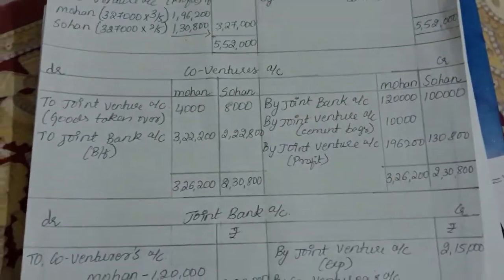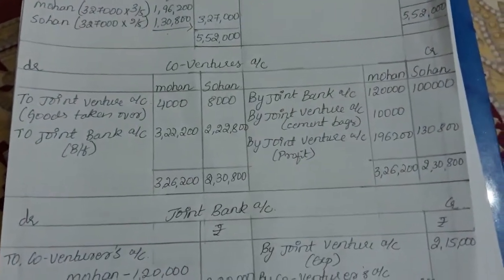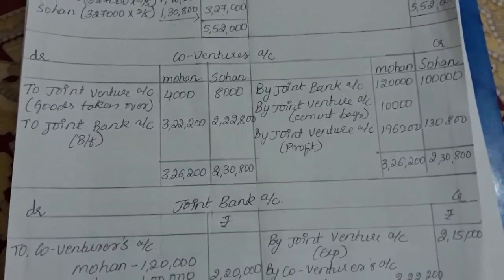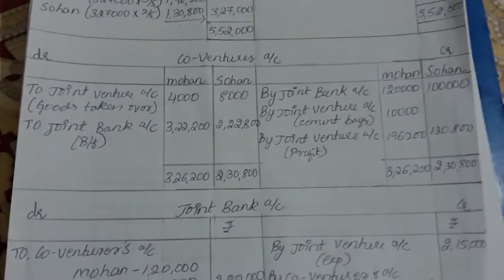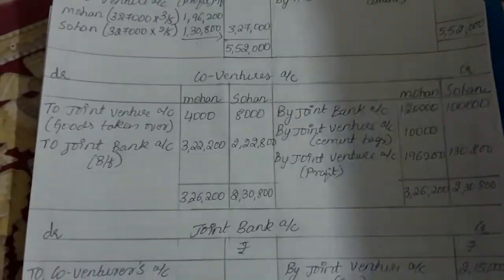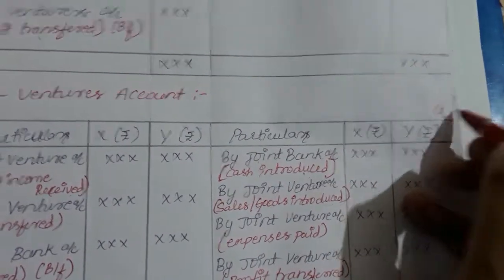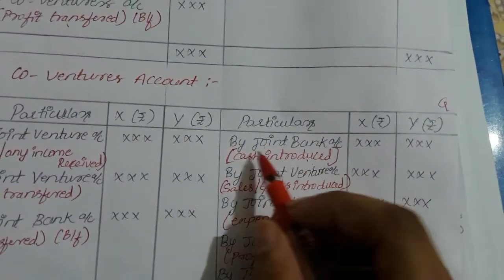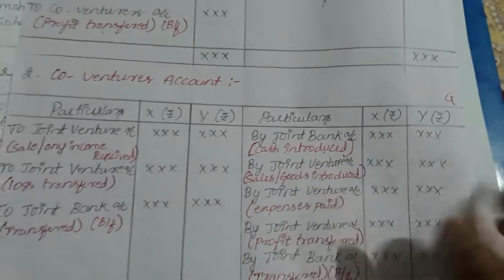So next coming, this is joint ventures account. So next coming on to co-ventures account. You are supposed to write what all the co-ventures' expenses are, what all their incomes are, and what surplus we need to pay them. That needs to be recorded. So on the credit side, cash into joint bank account, cash introduced.